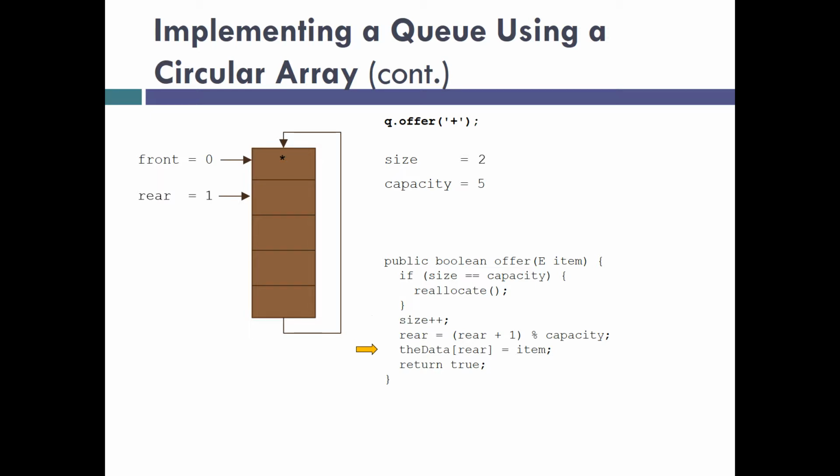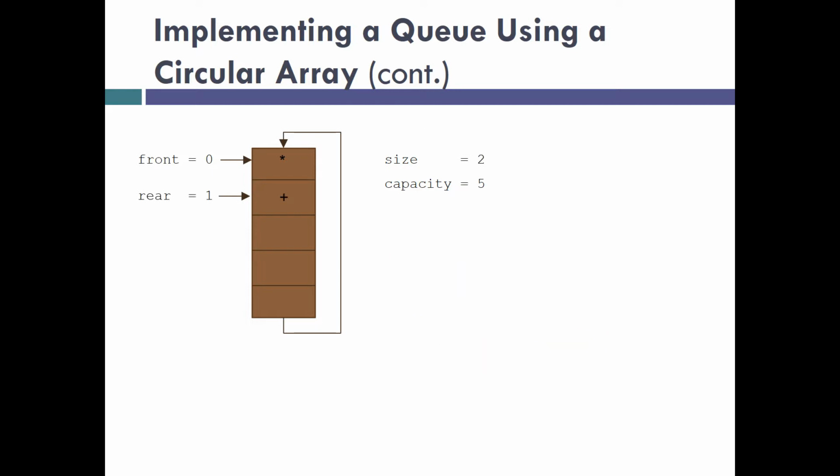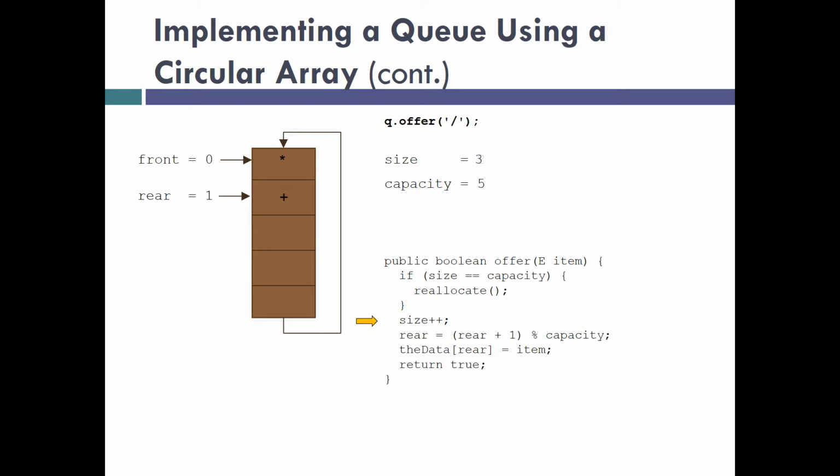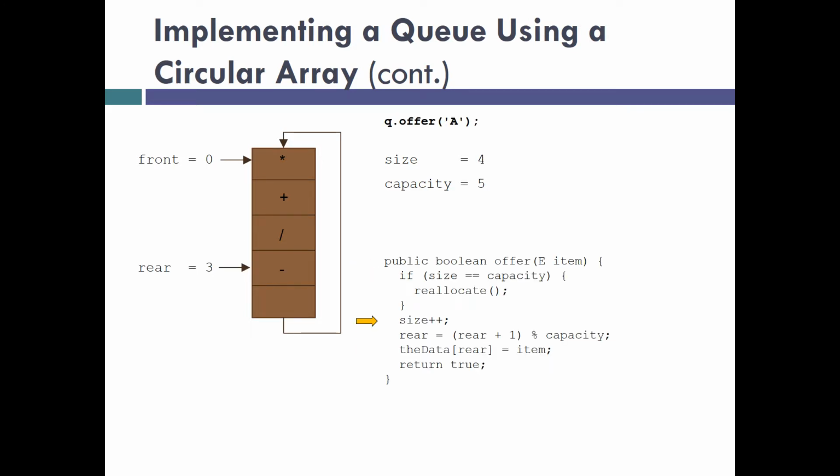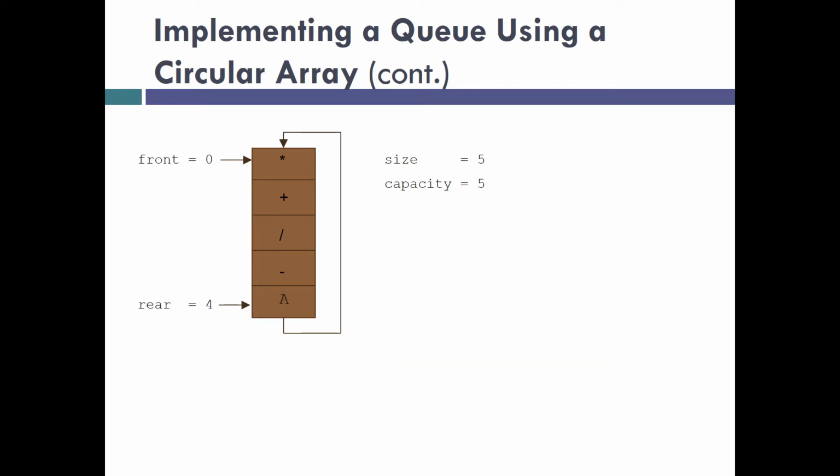So then we store the item at that new index, right? So now we've got a slash, we do the same thing. Increment the location of rear, put the item at that index, and return true. Same thing for this one. And now we're going to add our last item, A. So we've got 5 elements added over here. Right? We only reallocate when we're trying to add something and we're already full.